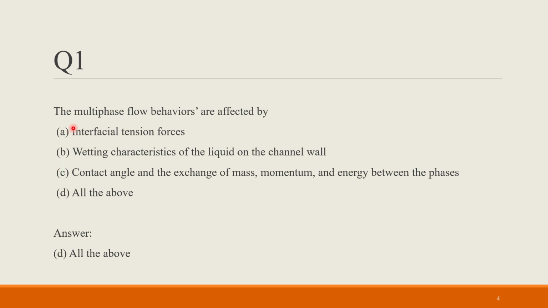What are multiphase flows? We have different phases: solid phase, liquid phase, and gas phase, and even in the liquid phase, it can be between two phases, like immiscible phases. In those types of flow systems, interfacial tension forces would definitely play a major role. Wetting characteristics of the liquid on the channel wall again plays a role. Contact angle and exchange of mass, momentum, and energy between phases are also very important. So all these things influence the behavior of multiphase flow systems. So the answer to this is all the above.